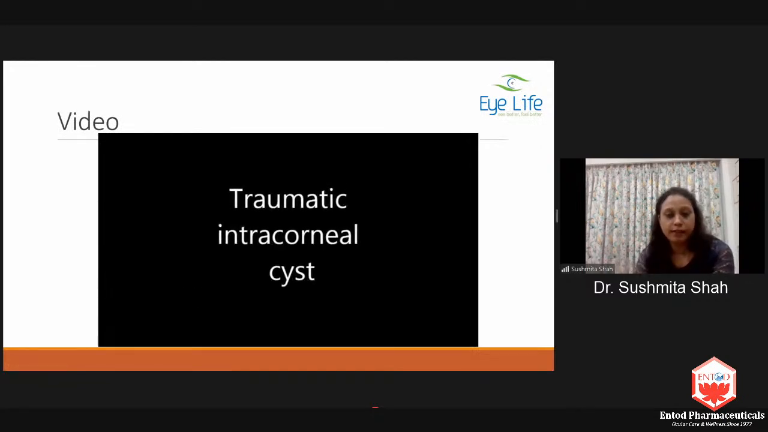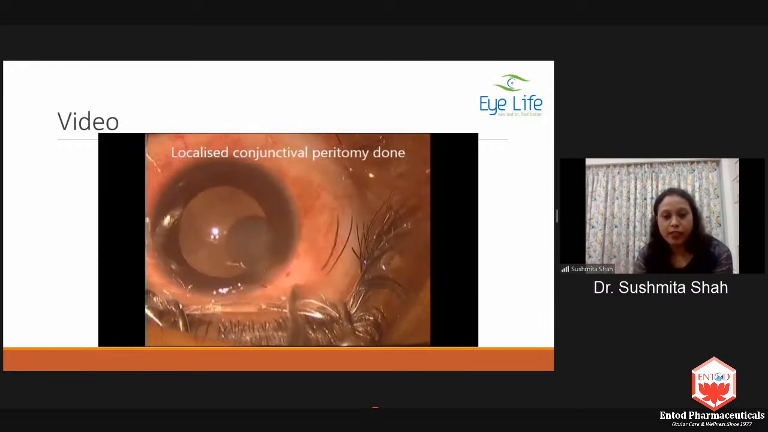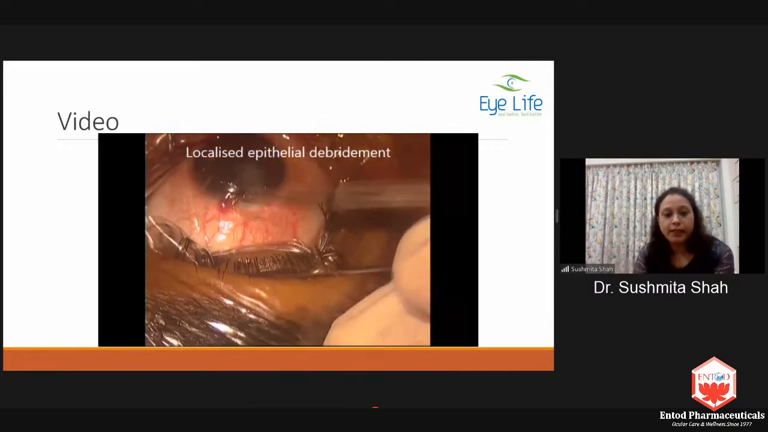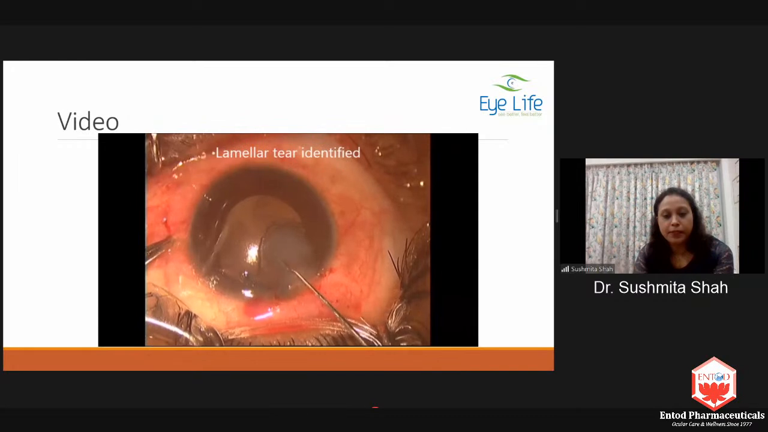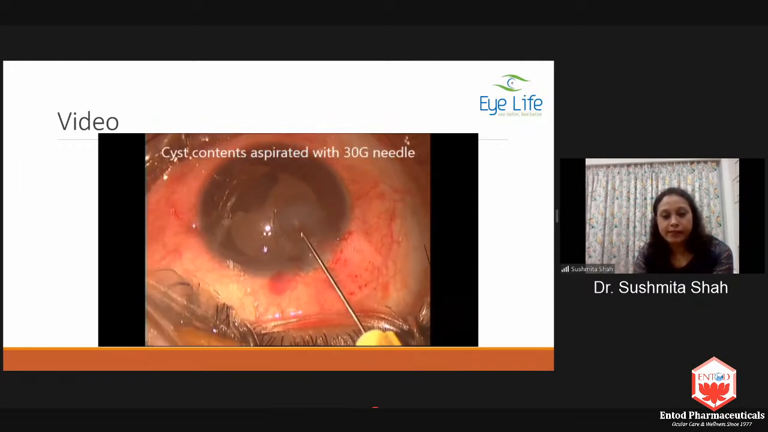Surgery was done under peribulbar anesthesia. We first did a conjunctival peritomy to look for any occult scleral dehiscence in that area. Then localized epithelial debridement was done and all the epithelium in that area was removed. The lamellar tear was identified and the cyst cavity was entered through the lamellar tear with a 30 gauge needle and the cyst contents aspirated.